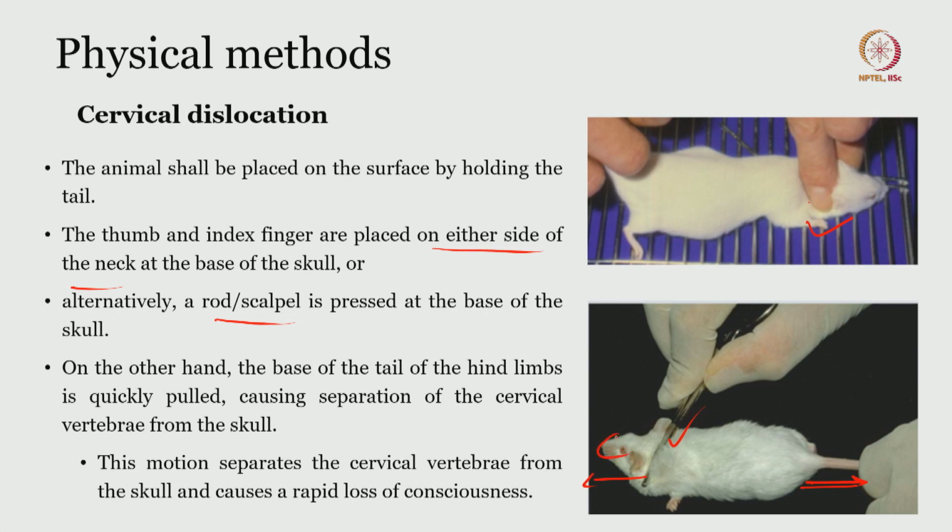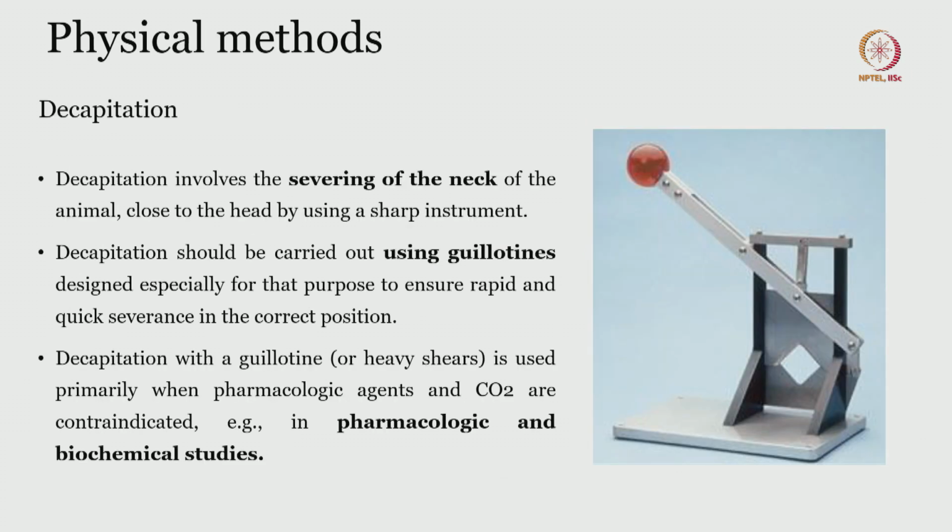Then this is the skull, foramen magnum, and then your vertebral column. If you remember the anatomy, you are trying to dislocate the skull from the spinal column. So it's a bit of a disturbing thing to do, but if it's rightly done, the death is really quick. This motion separates the cervical vertebra from the skull and causes a rapid loss of consciousness. All right. So once you pull it, it definitely causes the separation, and then there is instantaneous death. That's the technique of cervical dislocation.